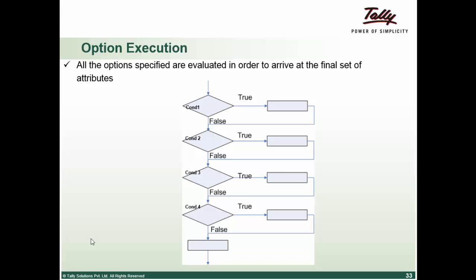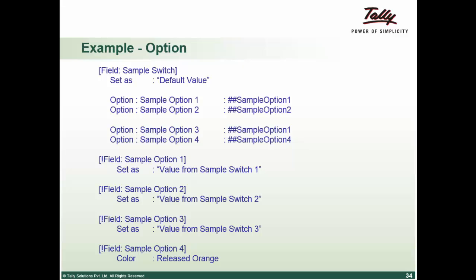And notice we have prefixed it with an exclamation mark. All the options are specified and evaluated in order to arrive at a final set of attributes. So how it goes is, it checks all the conditions in the loop. Condition 1, true or false, true, still it goes for the second condition. True or false, false. Condition 3, condition 4. Each and every condition is evaluated. So this is an example of an option case.